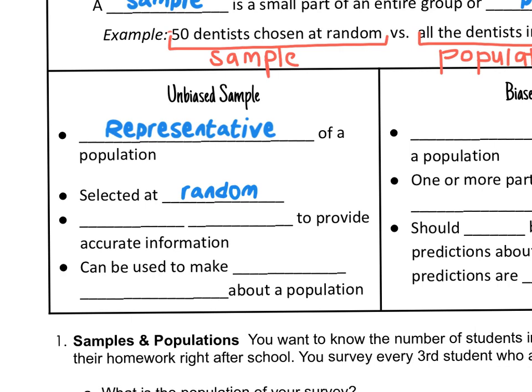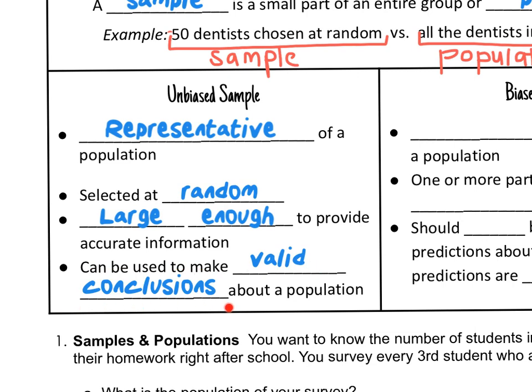For the third bullet, please write that it is large enough to provide accurate information. So you want a sample that is a good size amount. And for the last one, unbiased samples can be used to make valid conclusions about a population. Now pause the video if you need to copy any of this down before we continue. Please pause now.